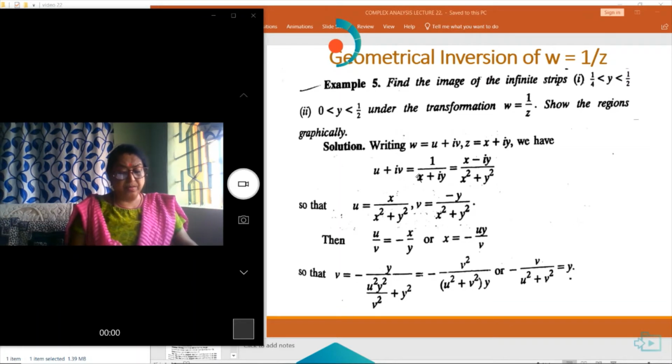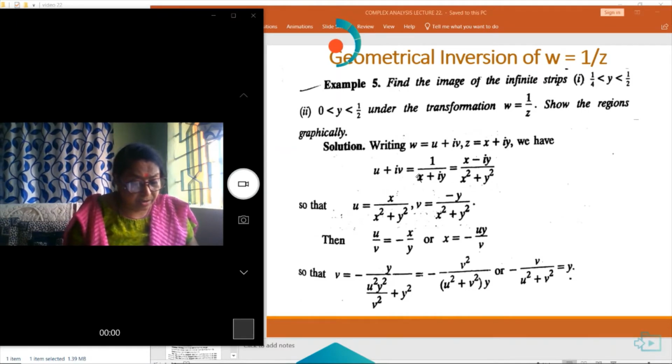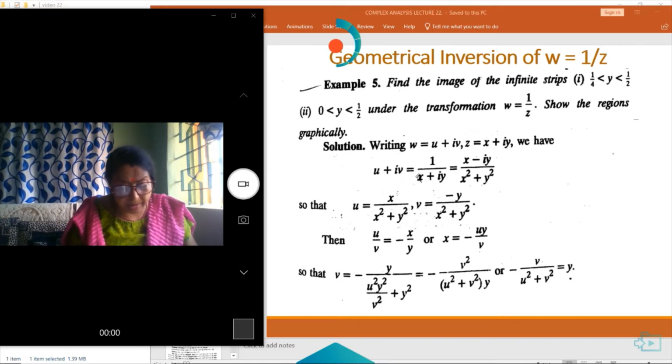Now, what do we mean by geometrical inversion? Find the image of the infinite strips, that is, y lies between 1 by 4 and 1 by 2, and secondly y lies between 0 and half, under the transformation W is equal to 1 by Z. Show the region graphically. W is equal to u plus iv and Z is equal to x plus iy.